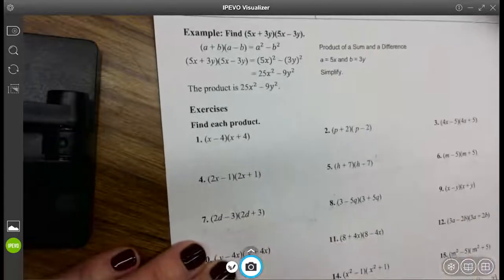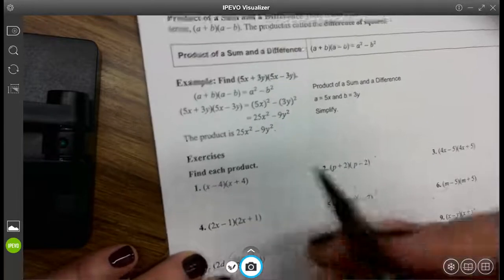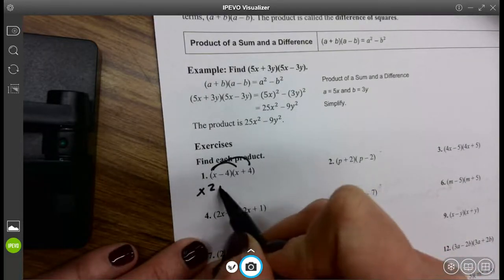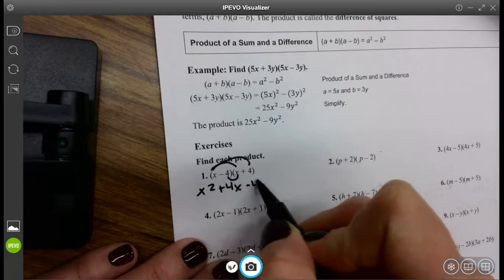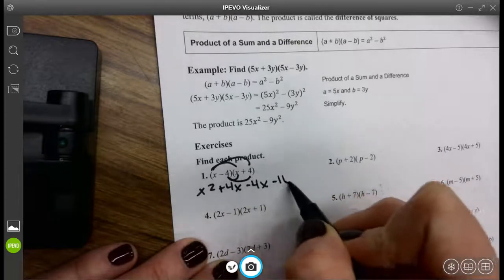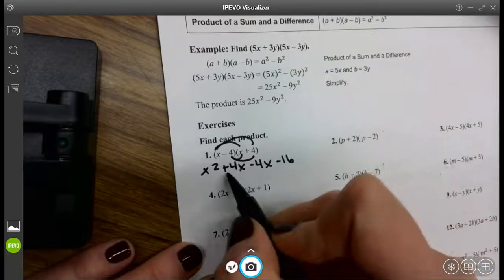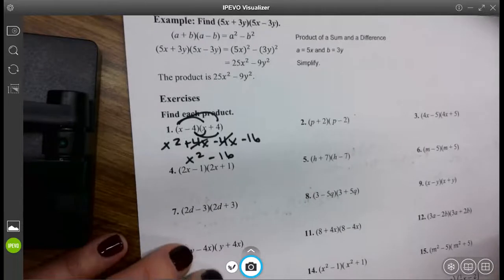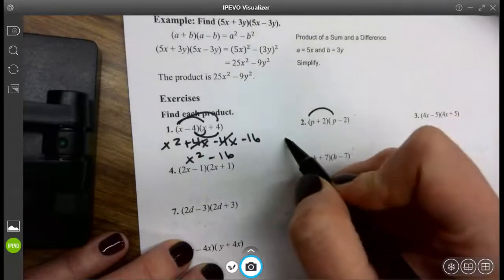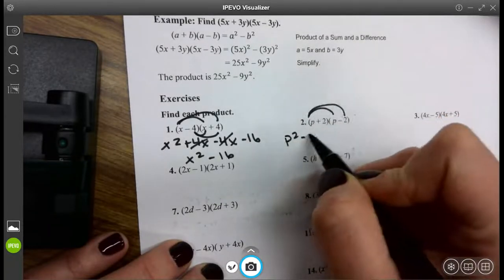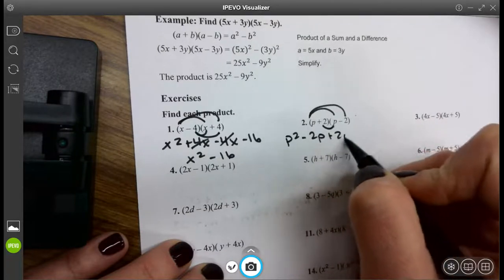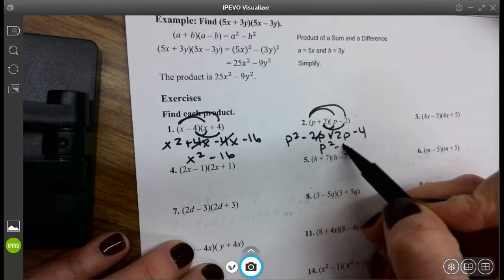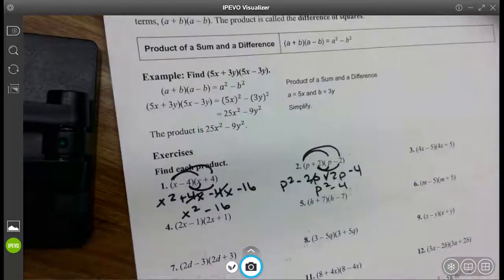So here what's going to happen every time is the middle term is going to drop out. So here, x squared, 4x minus 4x, negative 16. It's just like what we've been doing, but notice middle terms cancel out because one's positive, one's negative. This should happen for the whole sheet. p times p is p squared, negative 2p, positive 2p, negative 4. The middle two canceled out. Now we have the difference of two squares.